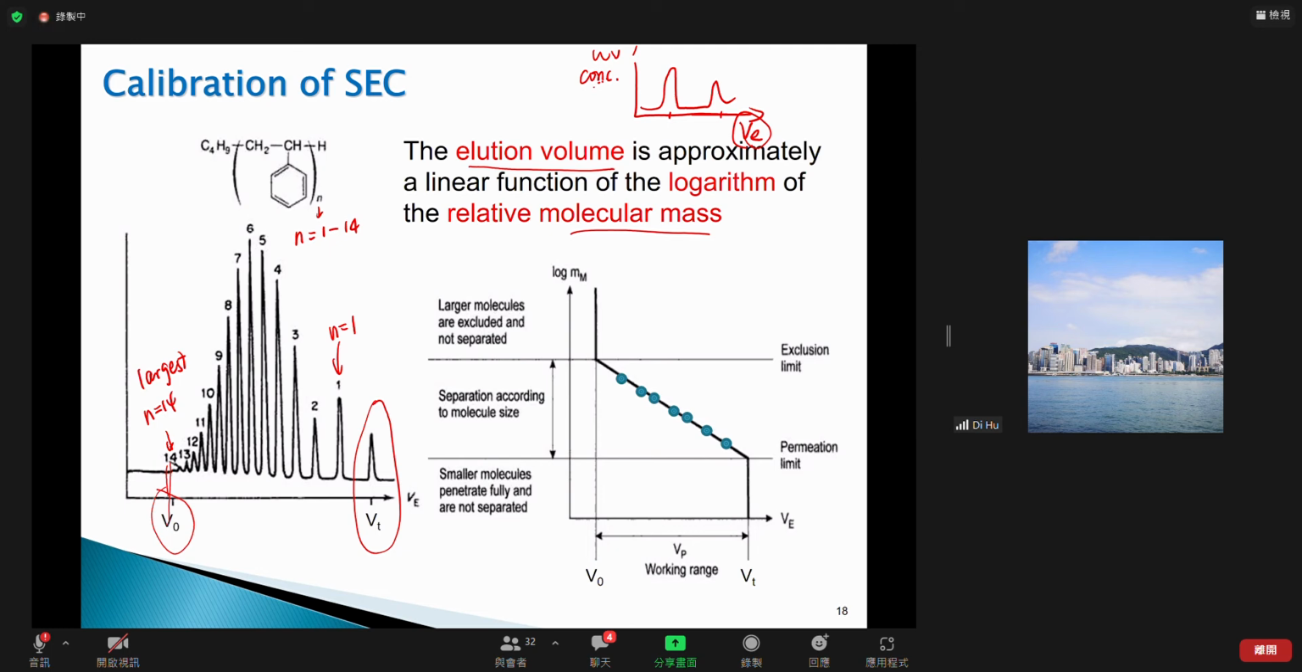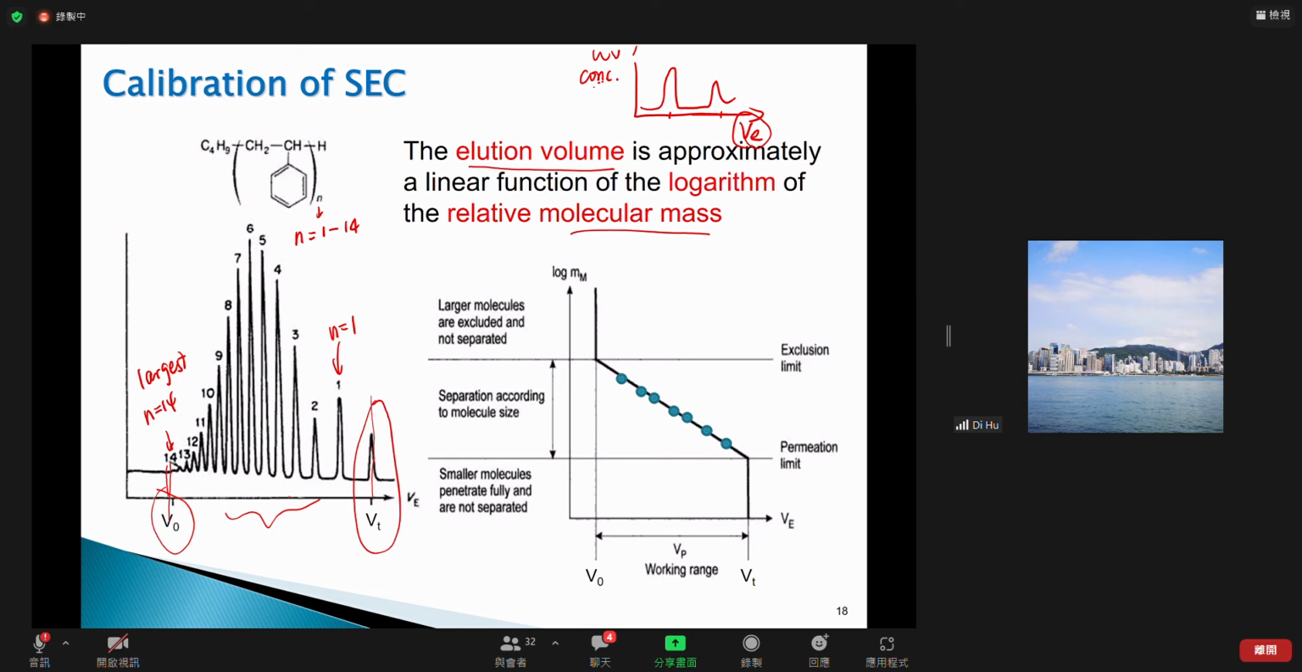Also you want to have one that is very small. It can diffuse into all the pore sizes. The volume it takes is the VT, the end of the separation, right? And you also get several ones in between, same as when you do a concentration calibration. You want a large concentration, a smaller concentration, and several dots in between. This is quite similar, but the relationship is different.